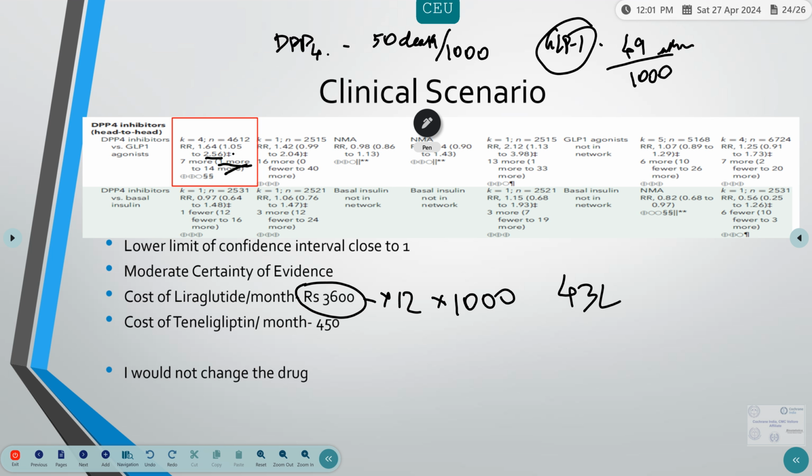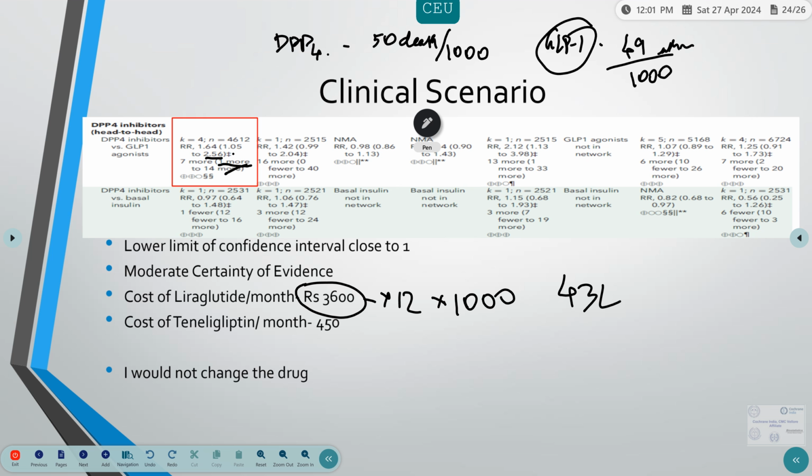How many of you will say, I strongly recommend GLP-1 analog over DPP-4 inhibitors? How many will say it is a conditional recommendation? Okay, so that is what.